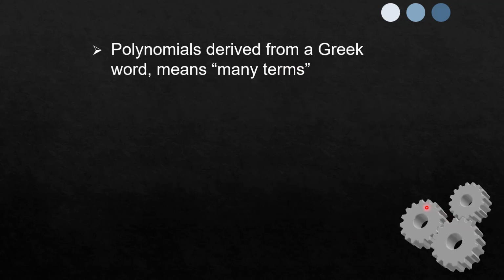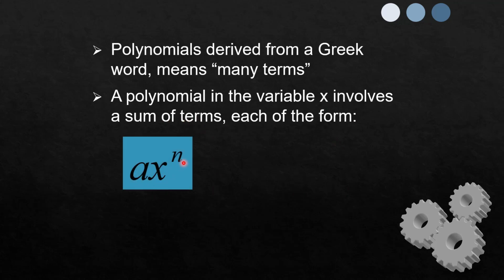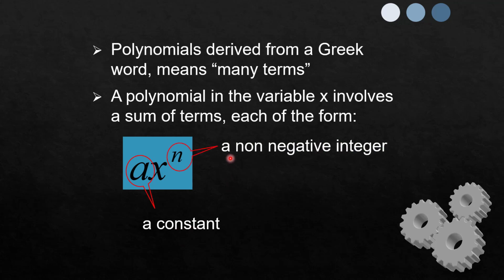So this is polynomials. Polynomial is derived from a Greek word meaning many terms. A polynomial in the variable x involves a sum of terms, each of the form: this is the single term in the polynomial. You have a times x to the power of n. A is the constant of the term, n is a non-negative integer, so it should be greater than or equal to 0, and the least possible integer is 0, and you can see that the variable is x.